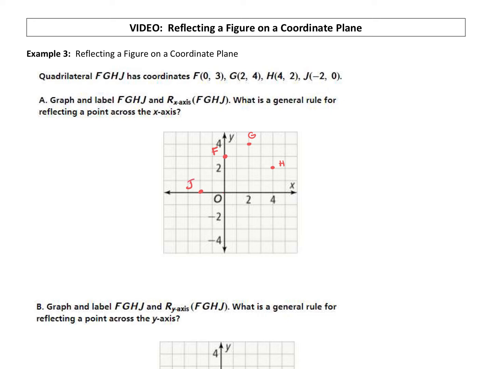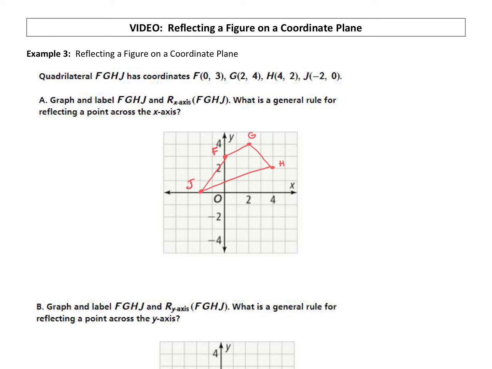So this is a quadrilateral. Quadrilateral just means that our shape or our polygon has 4 sides. So I'm going to go ahead and connect those. There's 1 side, 2 sides, 3 sides, and our 4th side.